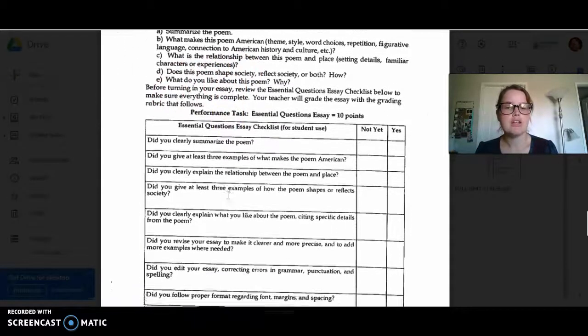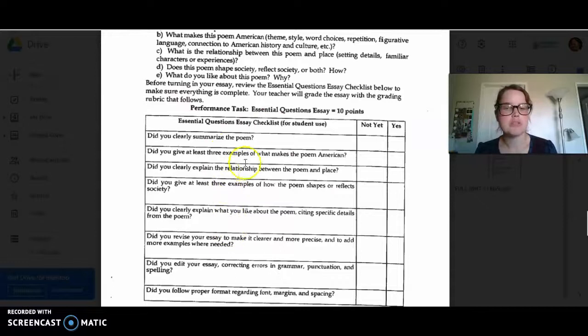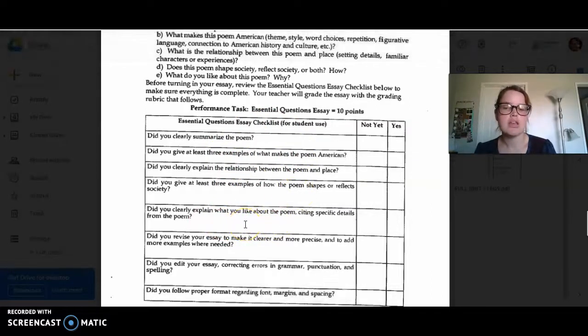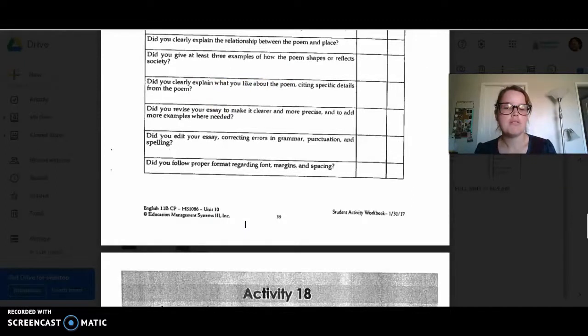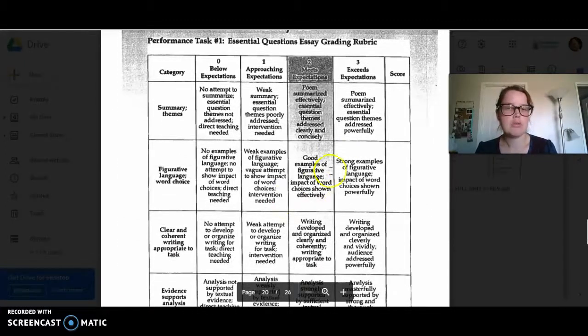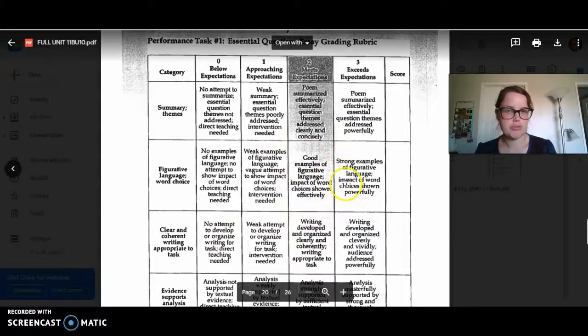After you do that, and you go through this checklist, make sure that there's 3 examples of what makes the poem American, 3 examples of how it reflects or shapes society, use citations with quotations, edit and all of that. That's going to be how you know you'll meet the requirements for this rubric.